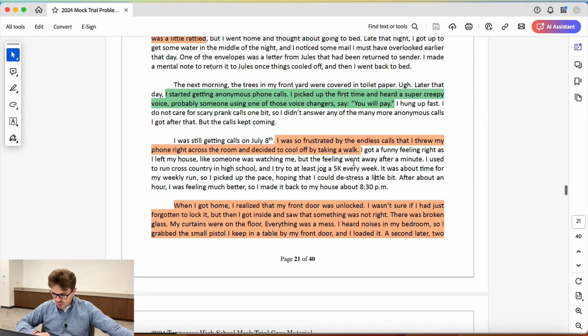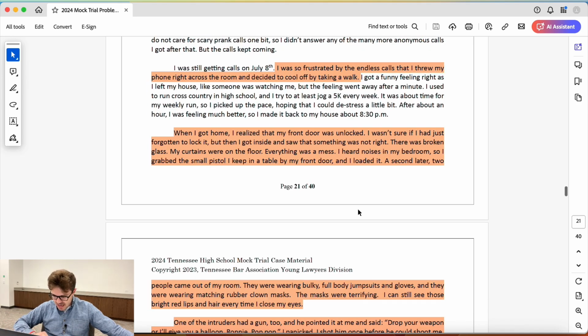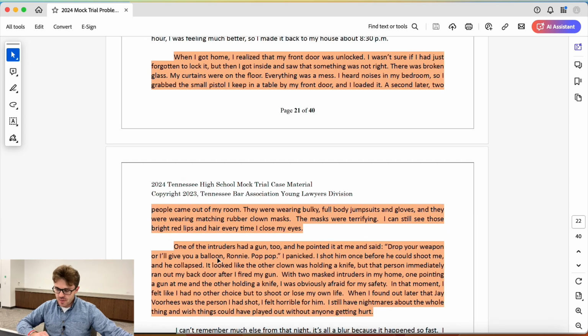I was so frustrated by the endless calls, I threw my phone across the room. I decided to cool off by taking a walk. She's mad, and now she's about to be scared. And when I got home, I realized that my front door was unlocked. Heard noises in my bedroom, so I grabbed my pistol. Then 2 people came out of my room. They were wearing bulky, full-body jumpsuits and gloves. The masks were terrifying. One of them had a gun. And this is the story of the break-in. So obviously there's a lot of opportunity for drama, for sadness from this witness here.